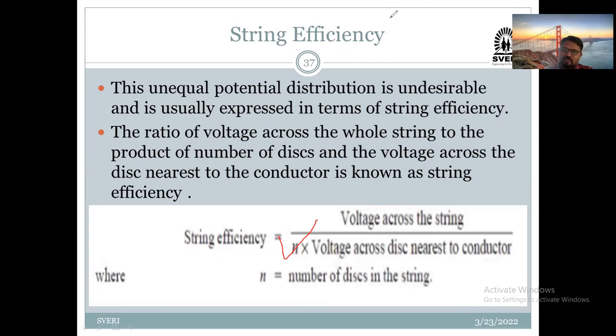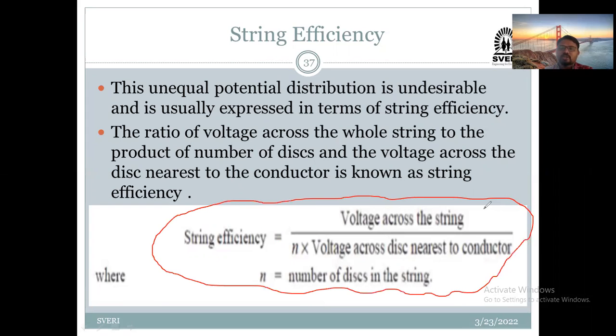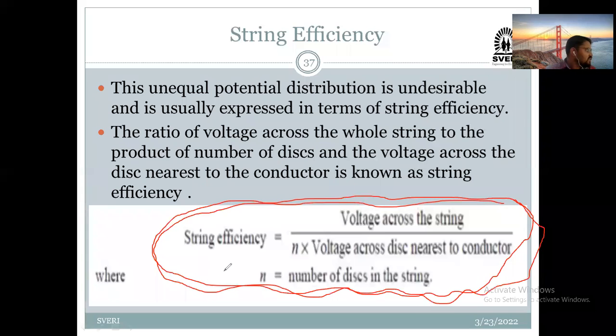Is it understood? Okay, so I have just one request to you: within 5 minutes, write down this formula in your notebook. That formula is required whenever we study the proof or the derivation related to the string efficiency. So again, write down this string efficiency formula in your notebook. Whenever we study this derivation, we will require this formula. Everybody, all people, write down this formula in your notebook.